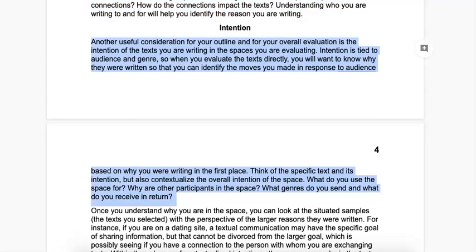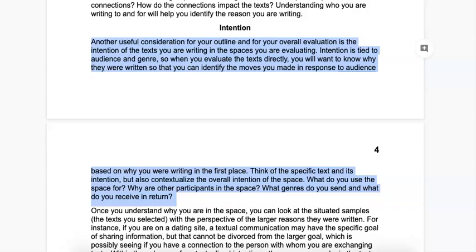Another useful consideration for your outline and for your overall evaluation is the intention of text you are writing in the spaces you are evaluating. Intention is tied to audience and genre, so when you evaluate the text directly, you want to know why they were written so that you can identify the moves you made in response to audience based on why you were writing in the first place.